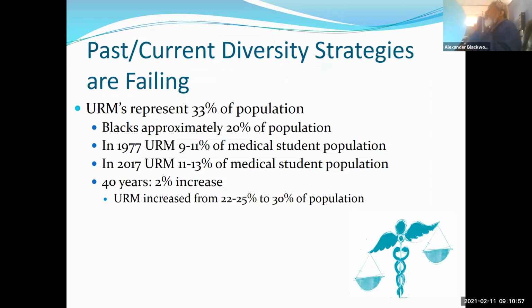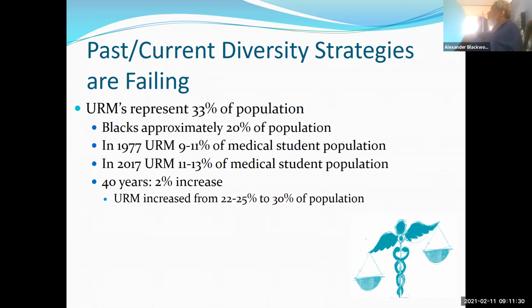Okay. URMs represent about 33% of the population in the United States, Black about 20. In 1977, the number of Black medical students, of minority medical students, ranged between 9 and 11%. In 2017, it ranged between 11 and 13%. So in 40 years, we've increased by 2%.